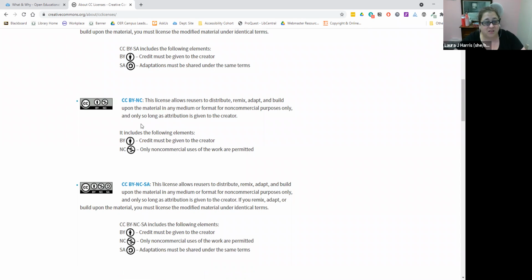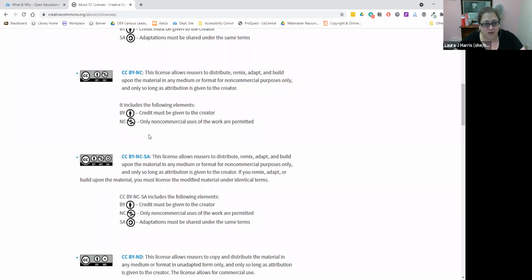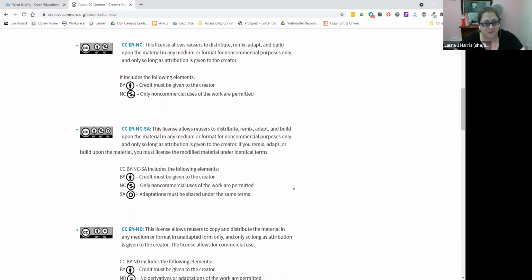The next one is attribution non-commercial. So basically you can do what you would like with it if you're not making money off of it. It is a little bit more complicated than that in terms of commercial uses. But for the purposes of this session, which is a short session, we can just say non-commercial uses. No money making from the non-commercial license. Then we have the CC BY NC SA, which is non-commercial, share alike.